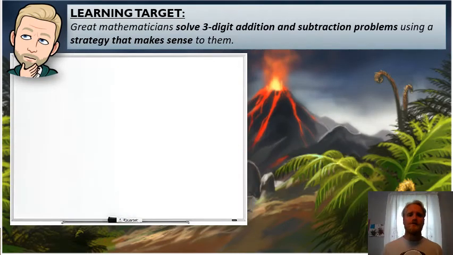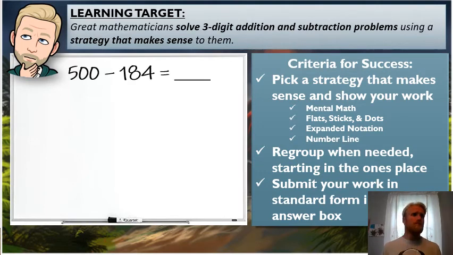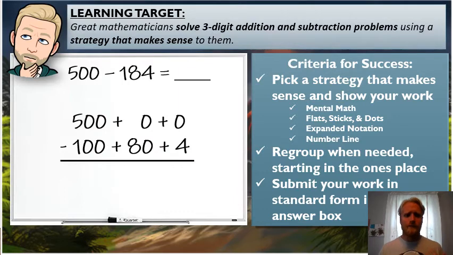All right, let's do one more problem. Again, it's about using a strategy that makes sense. So I just did one with flats, sticks, and dots. I think I got the hang of this. So again, similar problem. I see 500 minus 184. I know there's going to be some regrouping in there. But let's use expanded form to see how this could look this time around. All right, how would I write 500 in expanded form? You got it, yeah. 500 plus 0 plus 0, because there's nothing in the tens or ones place. 184 is 100 plus 80 plus 4.